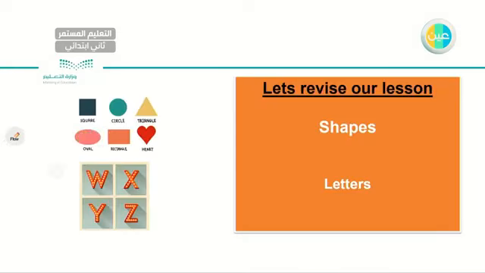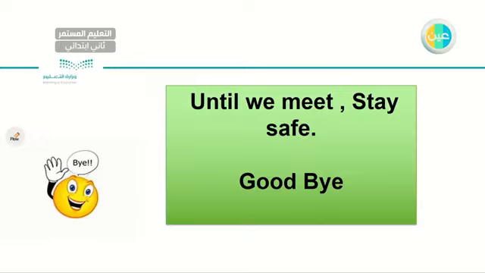I don't think we have time for this. So that was our lesson. Today we learned about shapes. We introduced 5 shapes: circle, square, rectangle, triangle, and a line. Also, we introduced the last 4 letters we have in the English alphabet: W, X, Y, and Z. That was our lesson today.